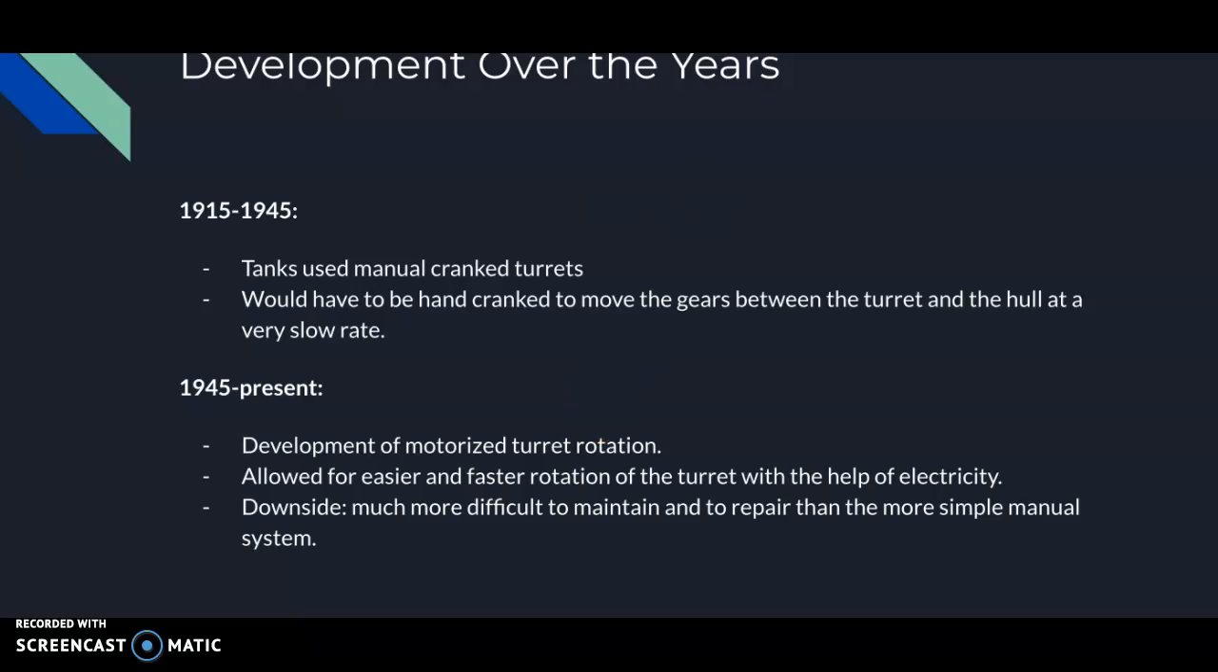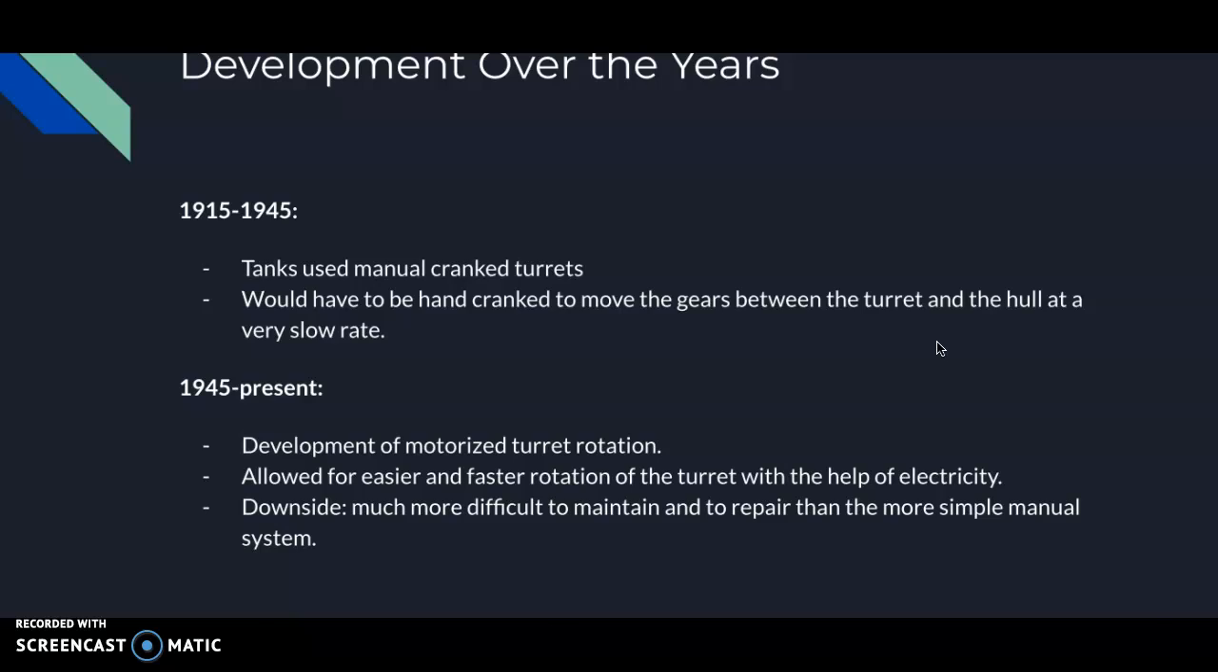From 1945 to the present, especially during the Cold War, the commonality of motorized turrets has increased, and it pretty much allowed for faster and easier rotation of the turret with help of electricity and motors. But the downside is that it just was much more difficult to maintain and repair than a more simple manual system as before.